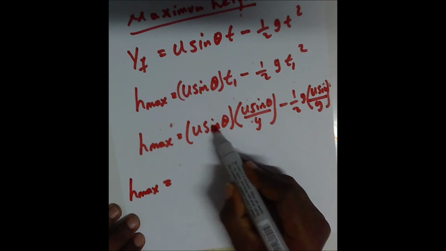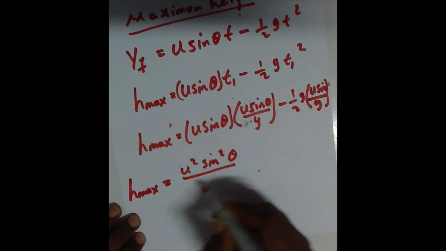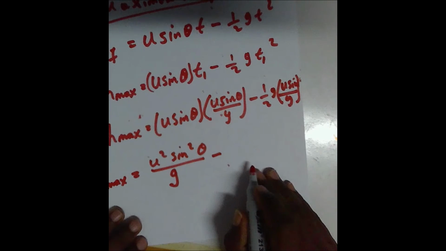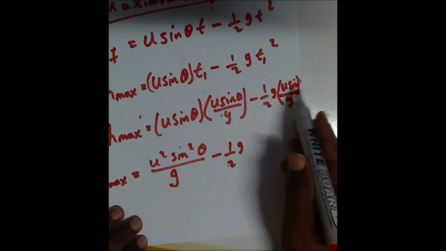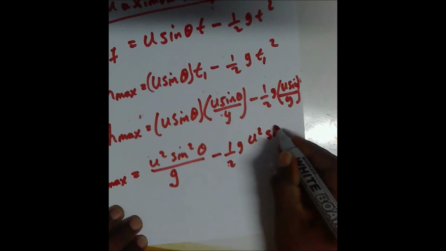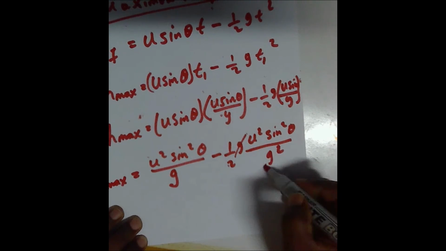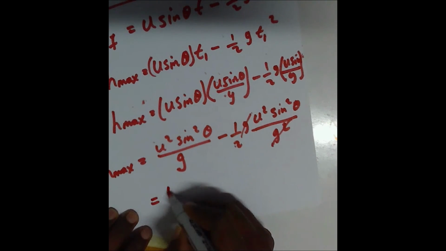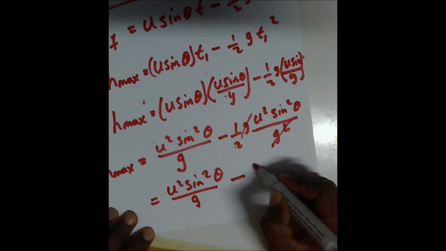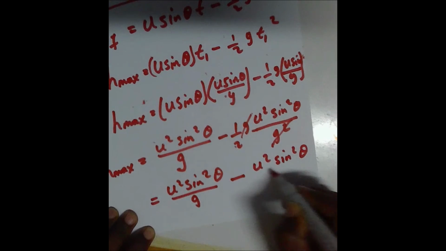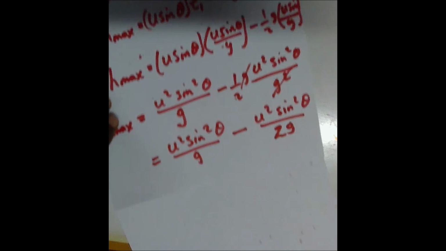Now h max is equal to u sine theta times u sine theta, which is u square sine square theta over the acceleration due to gravity, minus half multiplied by the acceleration due to gravity times u square sine square theta over g square. So this is cancelled by this one. Finally, what do we have? u square sine square theta over g minus u square sine square theta over 2 times g. Here we have 2.